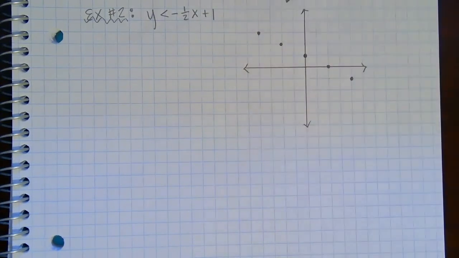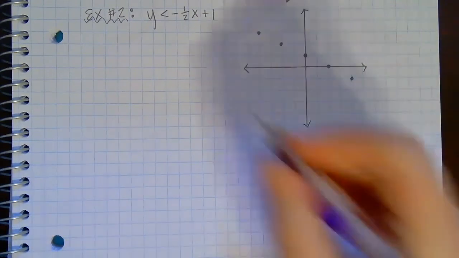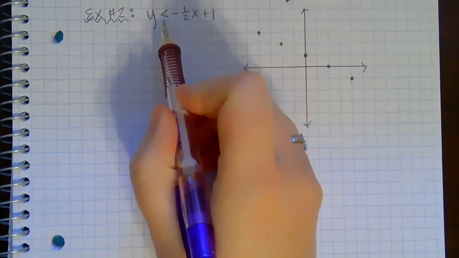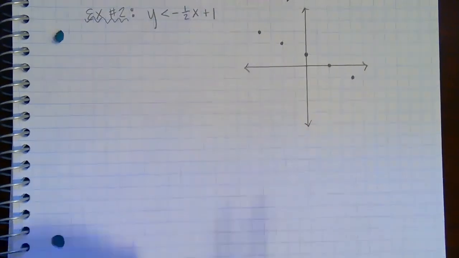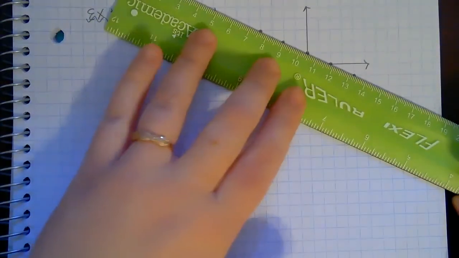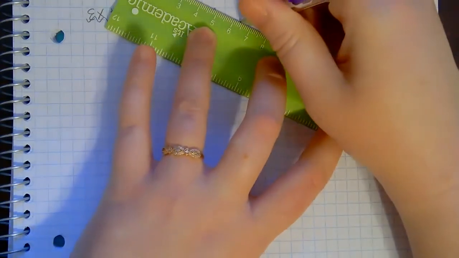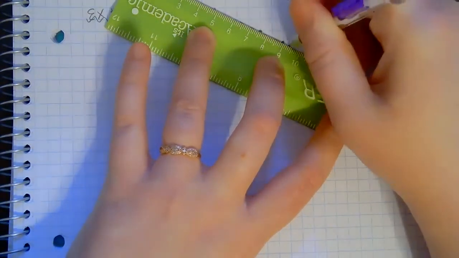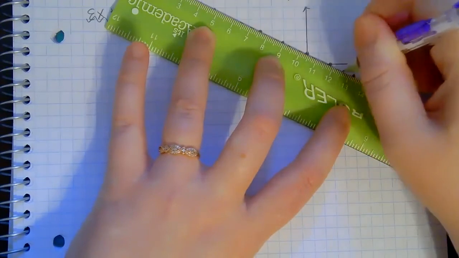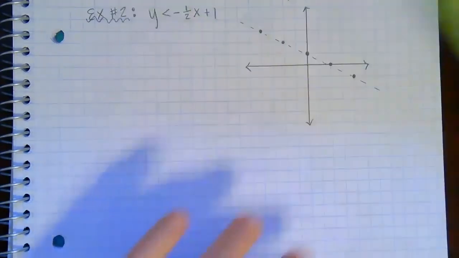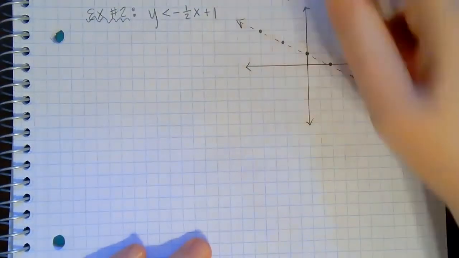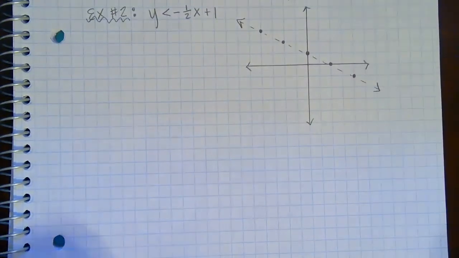Then I'm going to go ahead and connect that. Now before I connect it, pay attention. This doesn't have an equal to on the bottom, so I'm going to make a dashed line. You could make a solid line and then just erase it so that it looks dashed, but it's easier if you pay attention. So I'm going to make a dashed line all the way through my entire graph, like this. Arrows on the end, as always, to show that it keeps going.